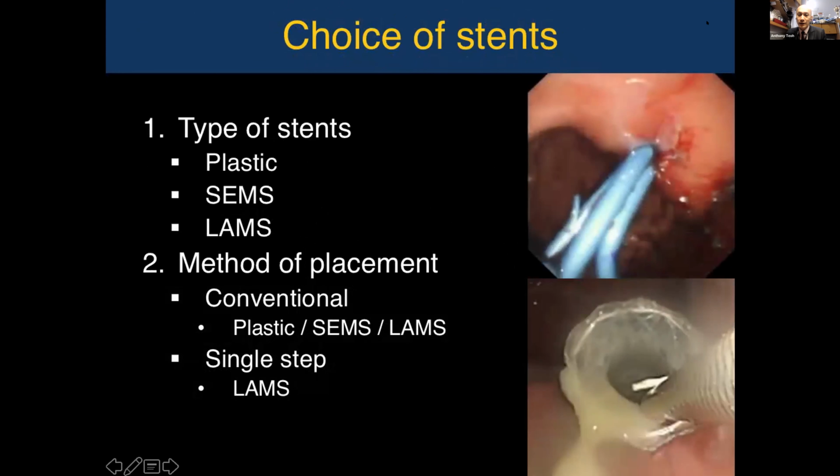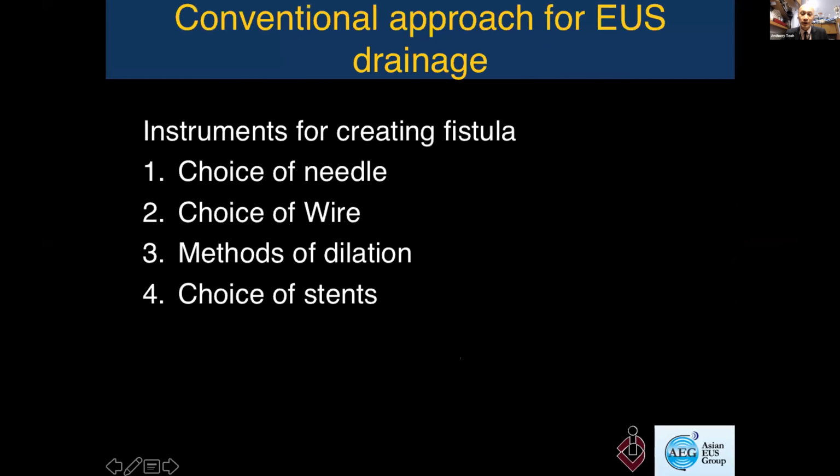In terms of stents, in the past we used to use a lot of plastic stents. Now we have many more options, including regular SEMS or even lumen opposing stents. For lumen opposing stents, the main benefit is that these can be performed in a single step manner. So you can do a direct puncture followed by stent placement in a single step. With the conventional plastic stent placement, it's a multi-step procedure. So you need to puncture, put in a wire, dilate the tract with a cystotome, followed by a balloon, and then insert the stent.